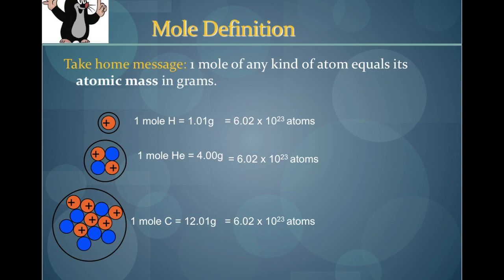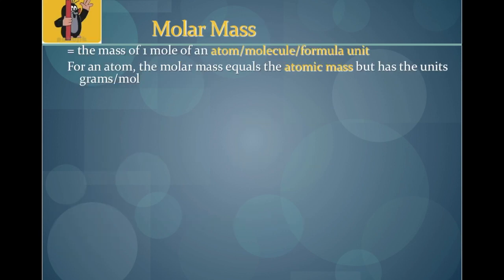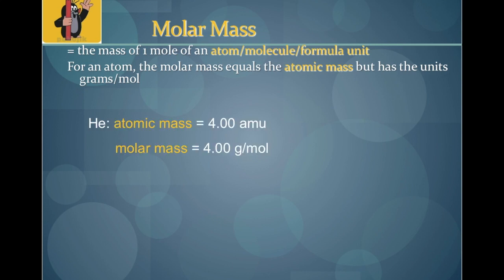We will now define molar mass, which is the mass of 1 mole of an atom or molecule or formula unit. For an atom, the molar mass is equal to the atomic mass, but has units of grams per mole. So for example, helium has an atomic mass of 4 atomic mass units. So if we have 1 helium atom, that's how much it weighs in atomic mass units. The molar mass is 4 grams in a mole. So if we have 1 mole of helium, that's going to have a mass of 4 grams.